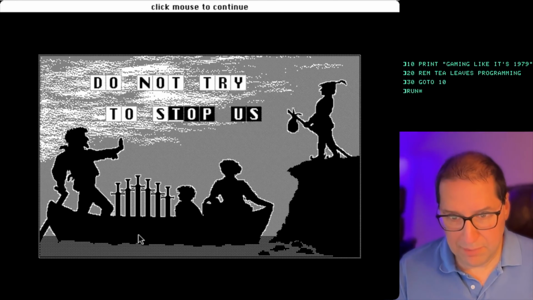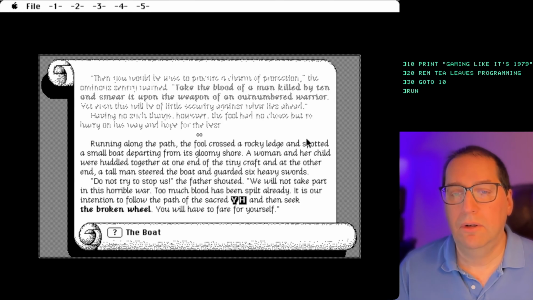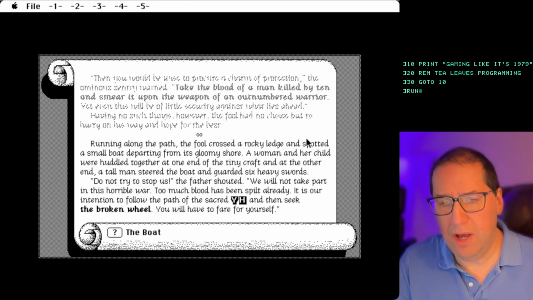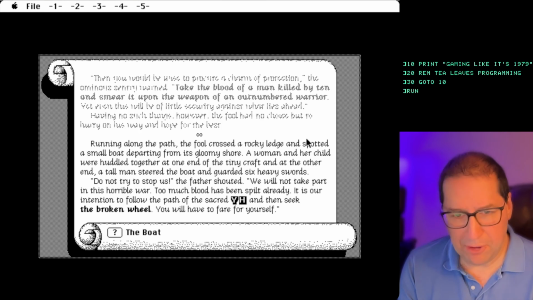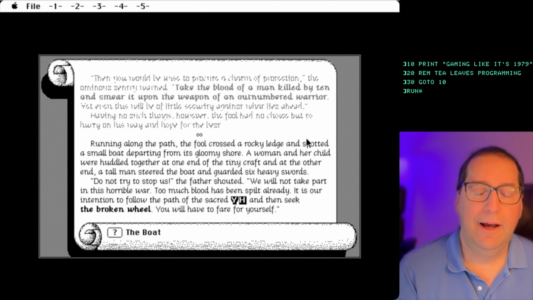Do not try to stop us. Do not try to stop us, the father shouted. We will not take part in this horrible war.